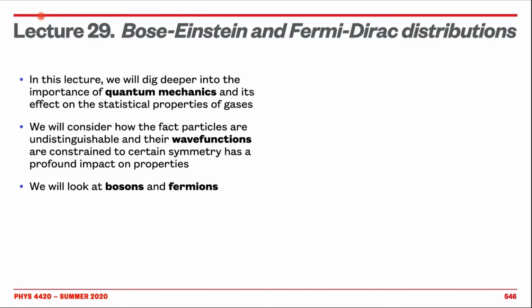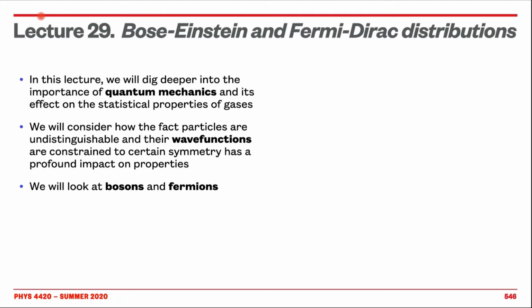Today in this lecture, lecture 29, we are going to study Bose-Einstein and Fermi-Dirac distributions. In fact, it's time now to go back to everything we've done and look at it critically from a quantum mechanical standpoint. We've spoken about quantum mechanics at different places in this course so far, but we have not really taken into account the statistics of quantum mechanics.